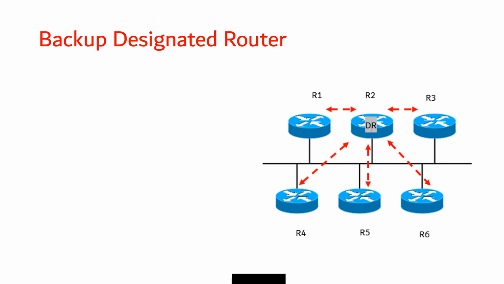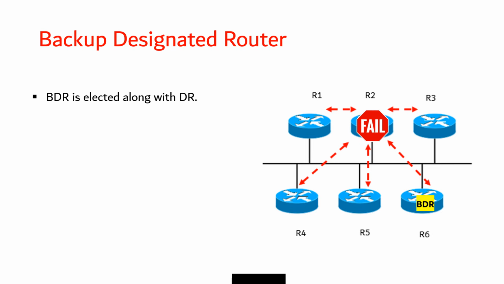A significant problem of having only DR is that if the DR fails, a new DR must be elected, and the new adjacencies must be established and has to go through all the exchange process. While this is happening, the network will be unavailable for the transit packets. To prevent such problems, a BDR is elected along with the DR.